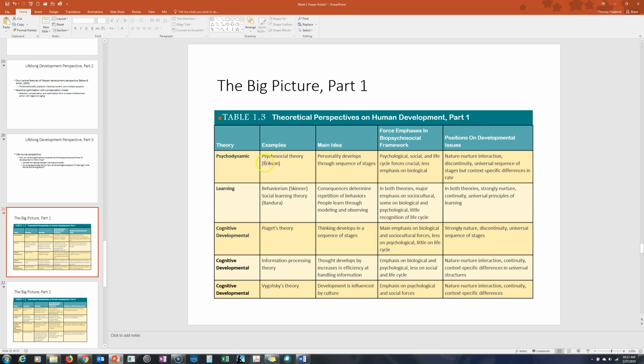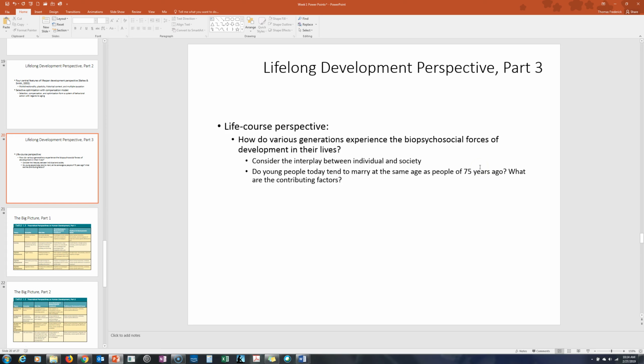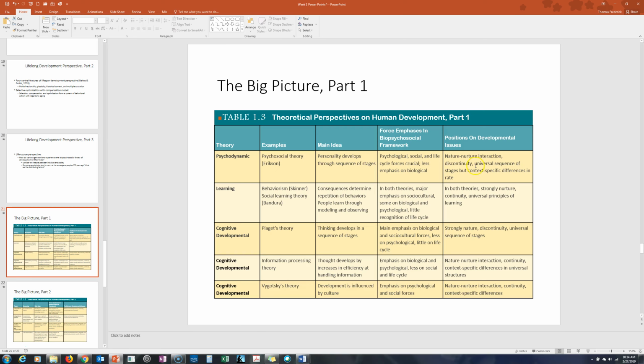So the psychodynamic perspective, Erikson, personality is a key force, and then we can see that there are these emphases and things like that, and how there's an interaction between nature and nurture. It's a discontinuous model, right? The stages, and it's a universal sequence of stages, more so than context specific. There's learning approaches, cognitive development, as we talked about those three that way.